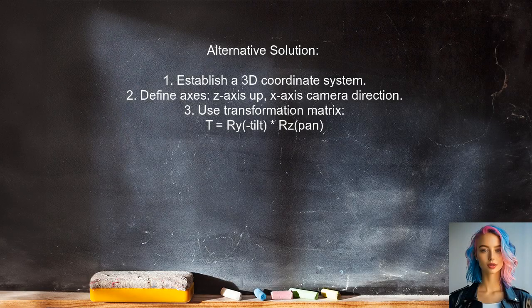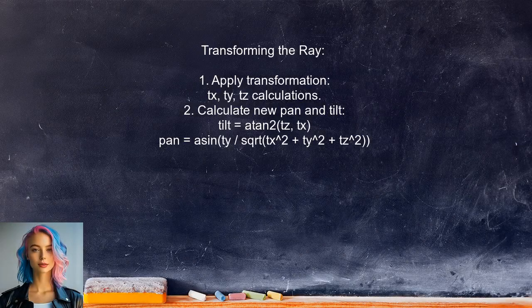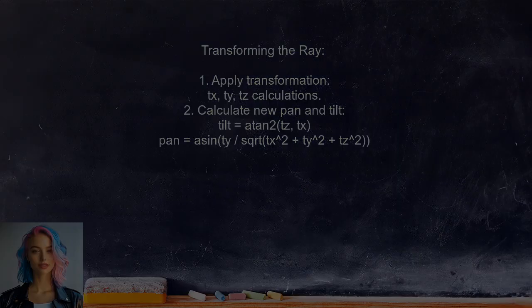This user suggests a method for translating screen coordinates to camera pan and tilt angles by establishing a 3D coordinate system around the camera. They define the axes and create a transformation matrix for the camera's pan and tilt configuration. Next, they set up an image plane 1 unit away from the camera and calculate local coordinates based on the pixel position. This involves using the field of view to determine the extents of the image plane. Then, they transform this ray using the initial transformation matrix to get the global coordinates. Finally, they calculate the new pan and tilt parameters using trigonometric functions.